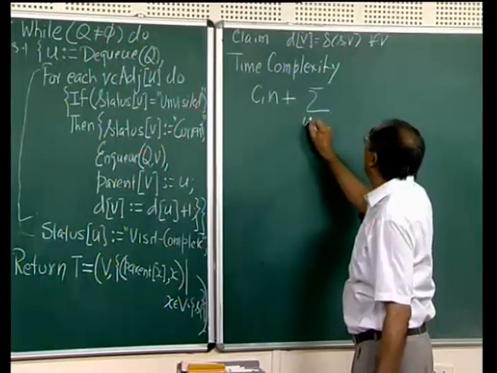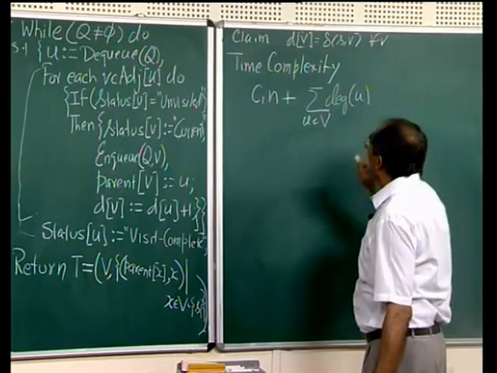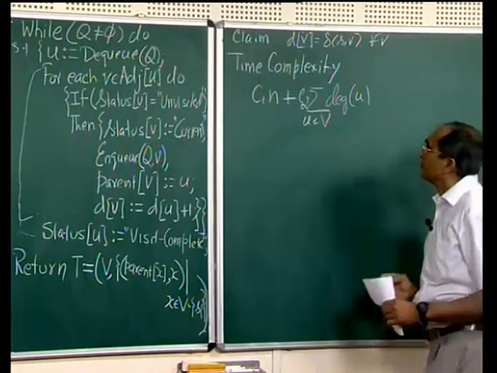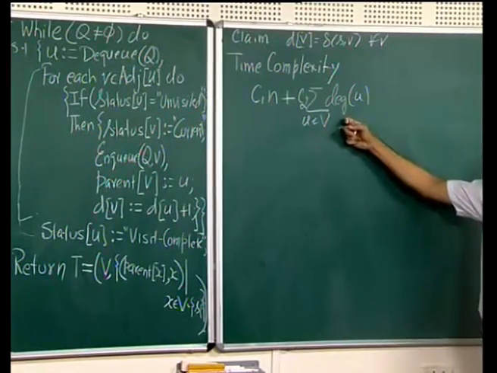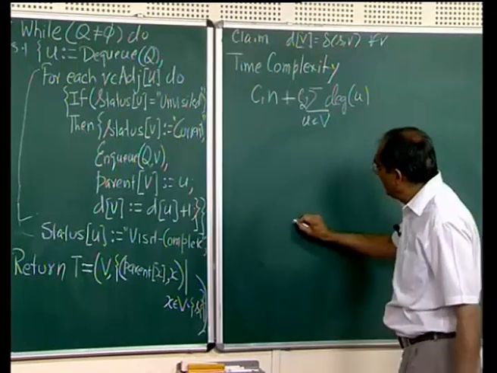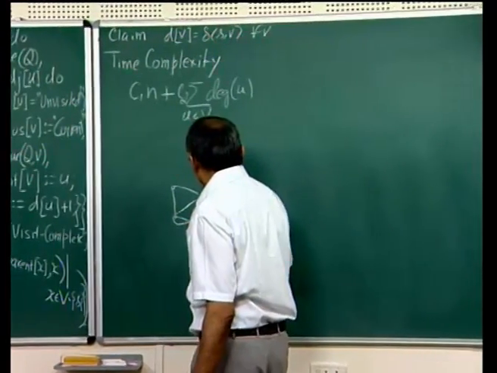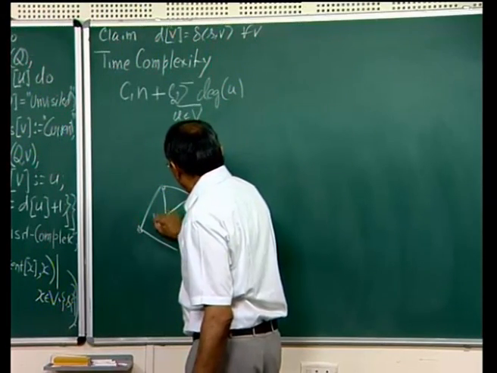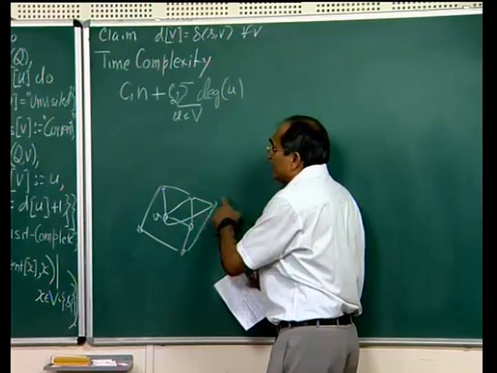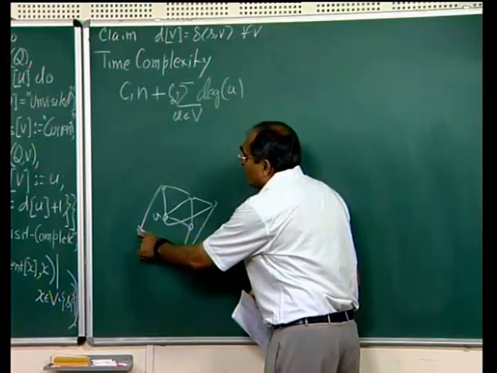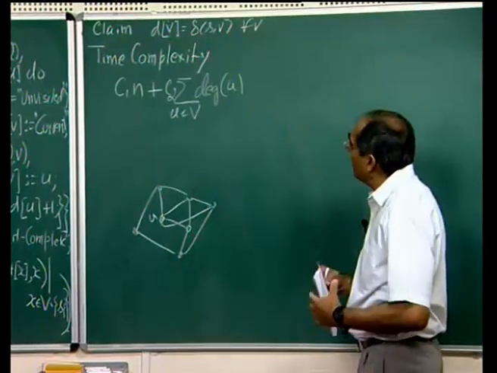we perform for every vertex u degree of u time operations, some C2 time. Degree stands for the number of vertices which are adjacent to u. For example, if you have a graph such as this, and this is u, then 1, 2, 3 and 4. There are 4 vertices adjacent to u. The degree of u is 4, the degree of this vertex is 2, this vertex is 3, this vertex is 3, this vertex is 4, and so on. So that is what degree stands for.